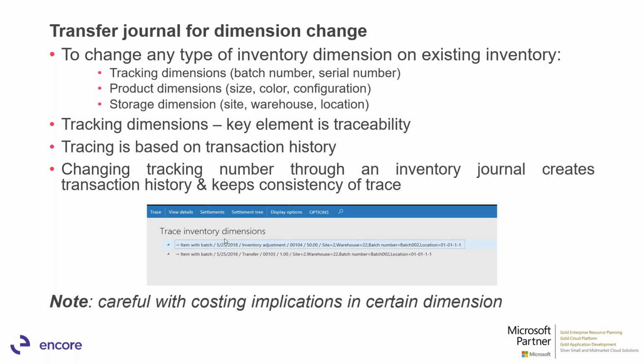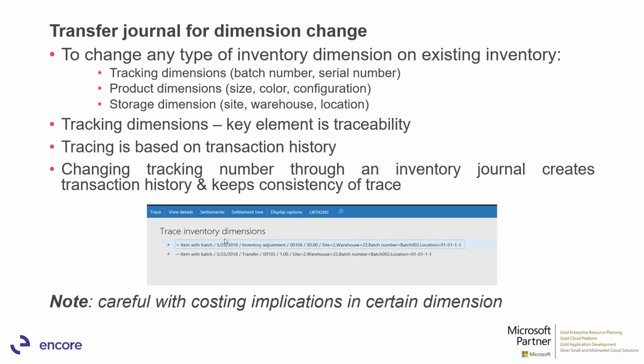Tracing in D365 for finance and operations is based on transactions and transactional history. So any new transaction which involves inventory with that particular dimension will be listed and creates a trail for tracing purposes and a tracing audit trail. If an accidental wrong tracking number could just be simply overridden by the user, it would lose that traceability. So that's the importance of this.